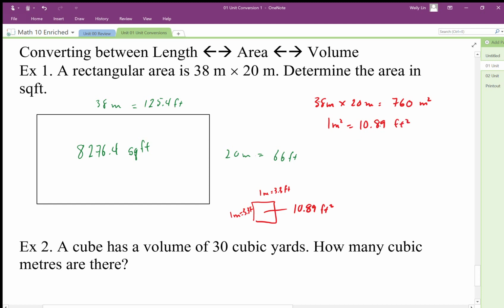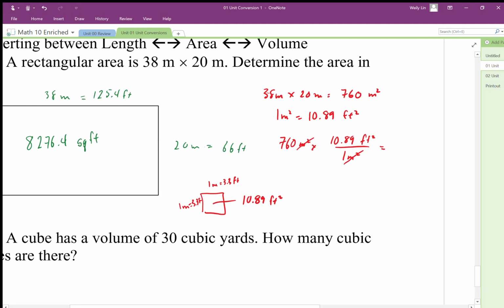Okay, and then we're going to use that conversion factor. So we're going to start with square meters, and then use a square feet conversion factor of 10.89 square feet over 1 square meter. Again, in the unit analysis, those cancel out. So we end up with 760 times 10.89. We get the exact same answer of 8,276.4 feet squared, and we can see that the units still match.